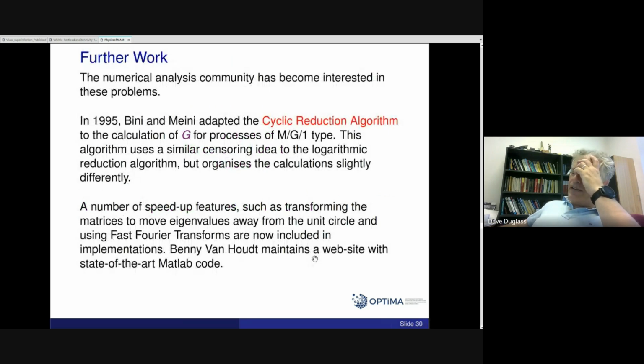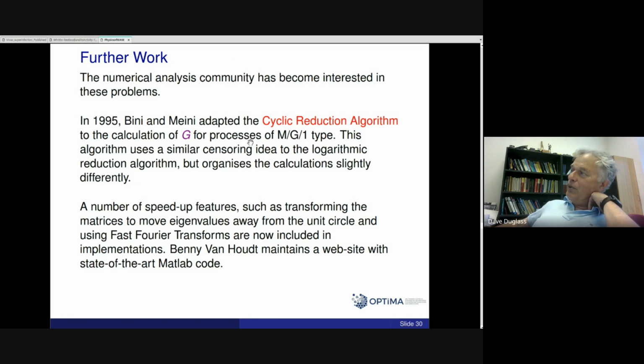So that was an insight, a physical insight of Ram and Guy. They published the logarithmic reduction algorithm. Guy's been working a long time with Dario Bini and Beatrice Meini. They work in applied probability, but they're actually experts in numerical analysis. So they were the people who got the numerical analysis community interested in these problems.